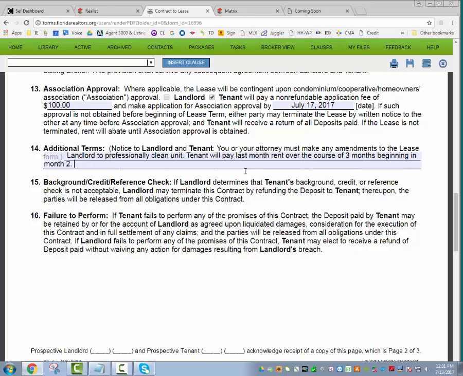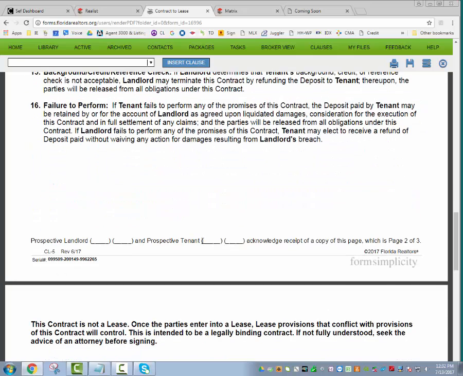Install landlord to install a new washer, or whatever the case may be. This is where it's done. Okay, again, tenant signatures will go here.